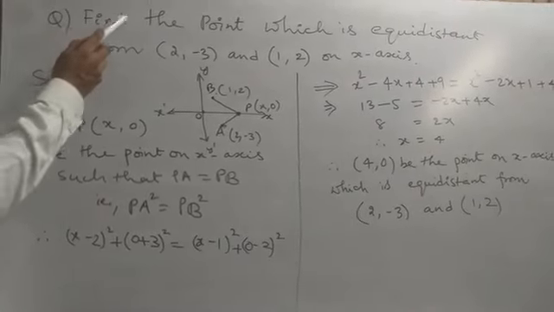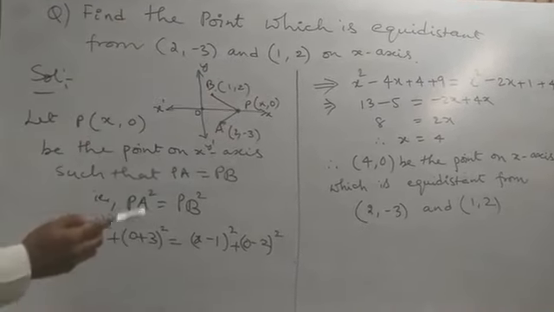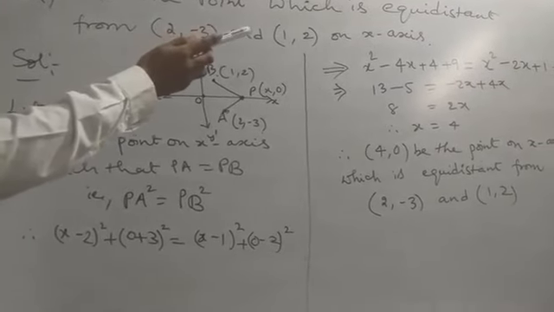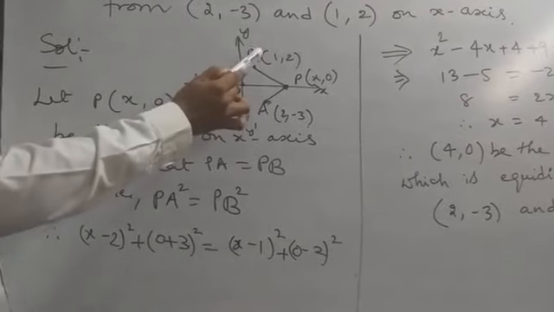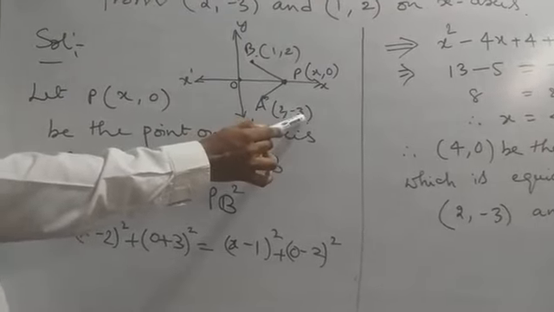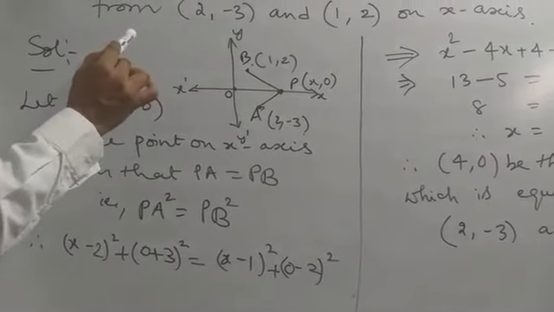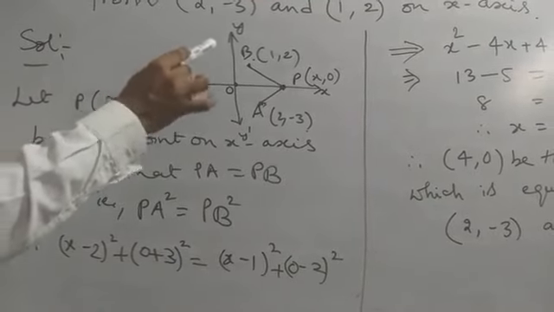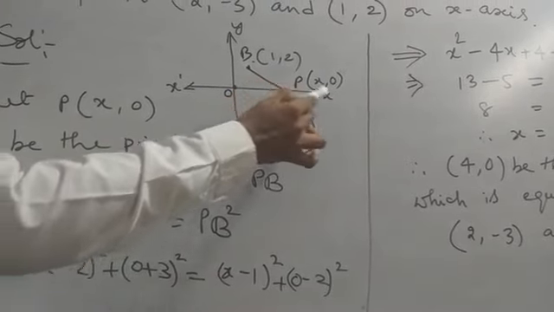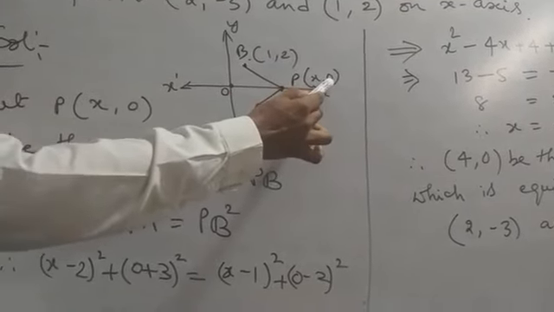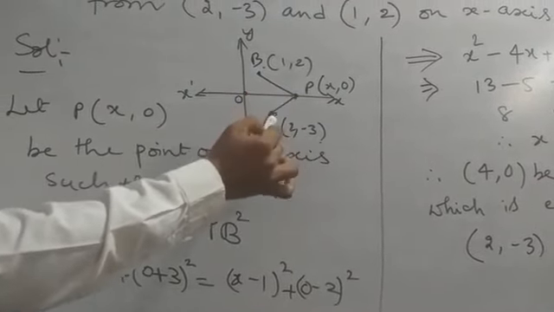Find the point which is equidistant from (2, -3) and (1, 2) on x-axis. These type of problems they can ask either x-axis or y-axis. For your convenience, just I have drawn the rough diagram here. Suppose point A is (2, -3) and point B is (1, 2). Now a point P, (x, y) or something, it lie on the x-axis. So I have considered P point here. Since it is on x-axis, its y coordinate is 0. So P (x, 0) is equidistant from A and B.